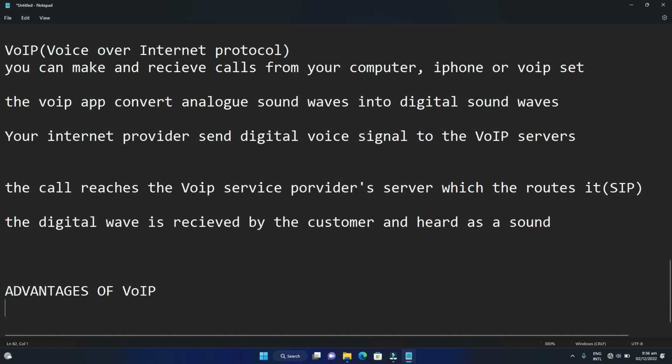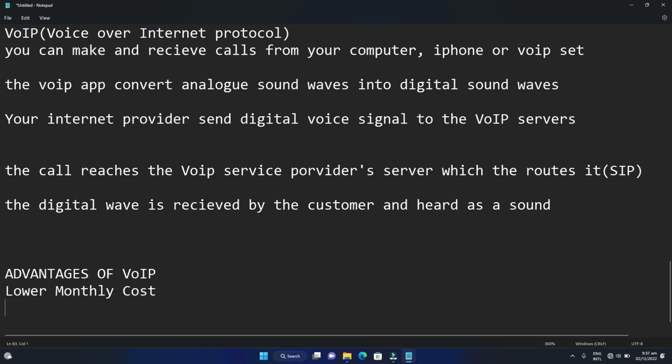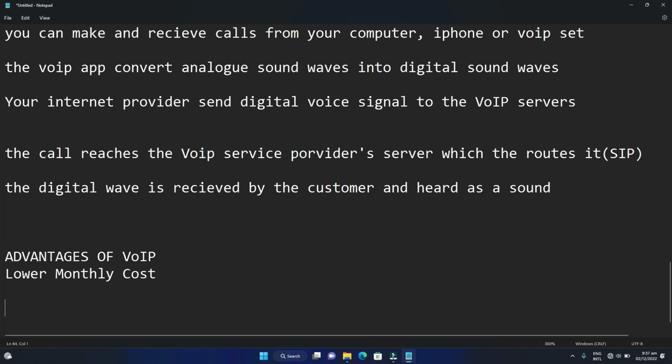So the first advantage I'll say is that there is lower monthly cost. Instead of you buying airtime to make calls, you rather be buying data. Data is cheaper. You get it? So there's lower monthly costs. If you can buy data monthly, it'll be much cheaper than buying huge sums of airtime just to be making calls and things.